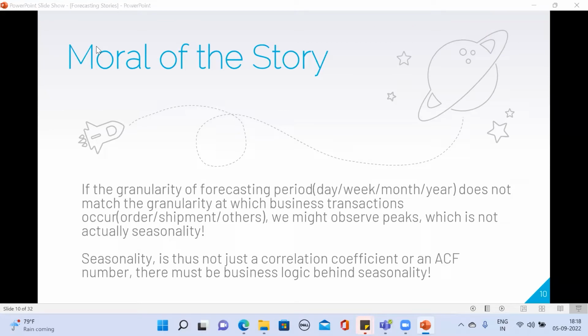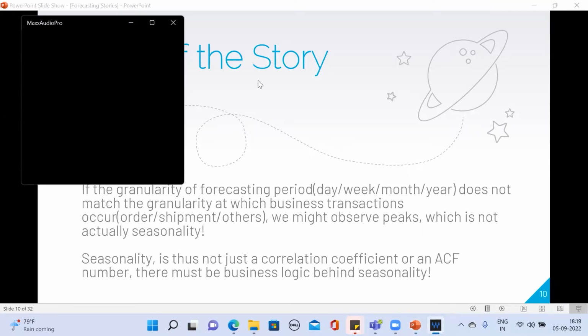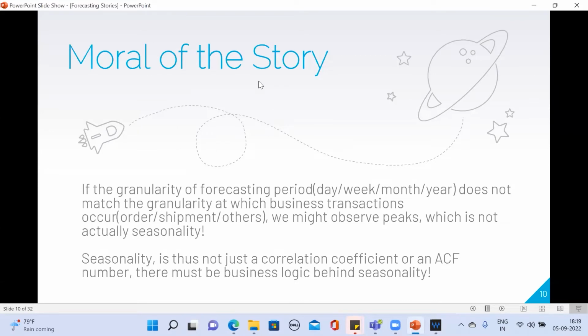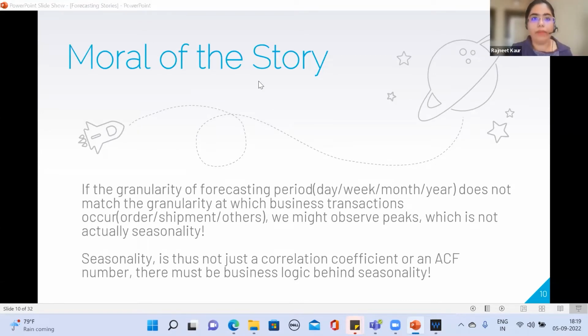So we have a question: what is this term? Is there any particular term for this effect? Which term? Can we elaborate, please? Ma'am, the effect which we see here.